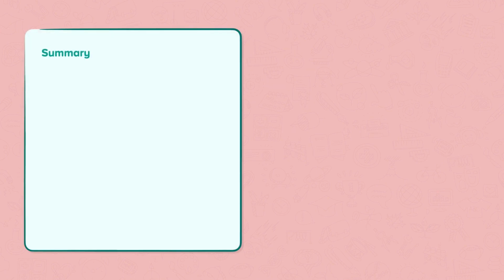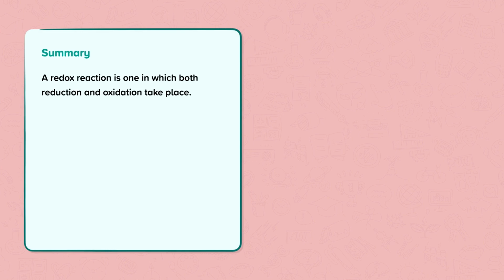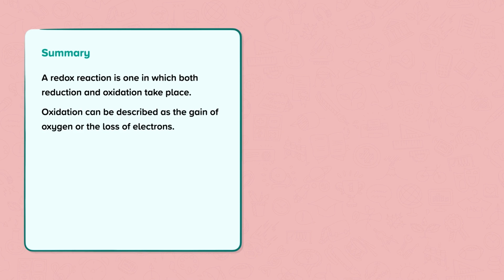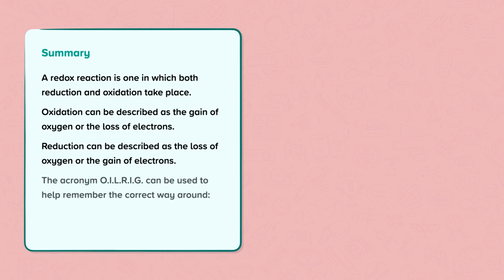To summarize, a redox reaction is one in which both reduction and oxidation take place. Oxidation can be described as the gain of oxygen or the loss of electrons. Reduction can be described as the loss of oxygen or the gain of electrons. The acronym OIL RIG can be used to help remember the correct way around. Oxidation is loss of electrons. Reduction is gain of electrons.